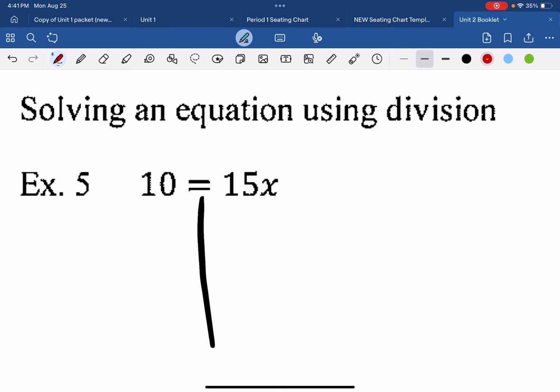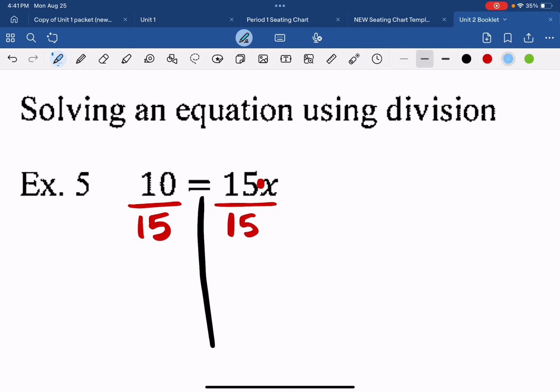Now I have 15 times x. When they're up against each other, I know this is multiplication. So I have times x. The inverse of multiplication is division. So I'm going to divide both sides by 15. Okay, so I divided this side by 15. I have to reflect that, do the same thing across my mirror line.